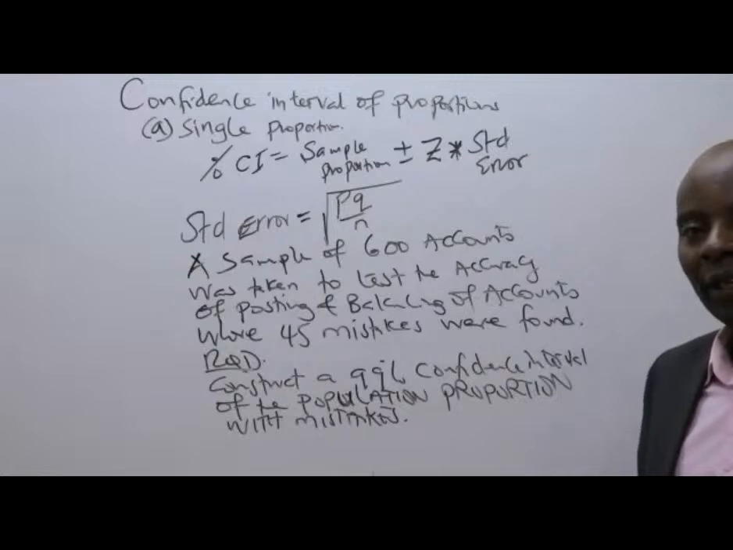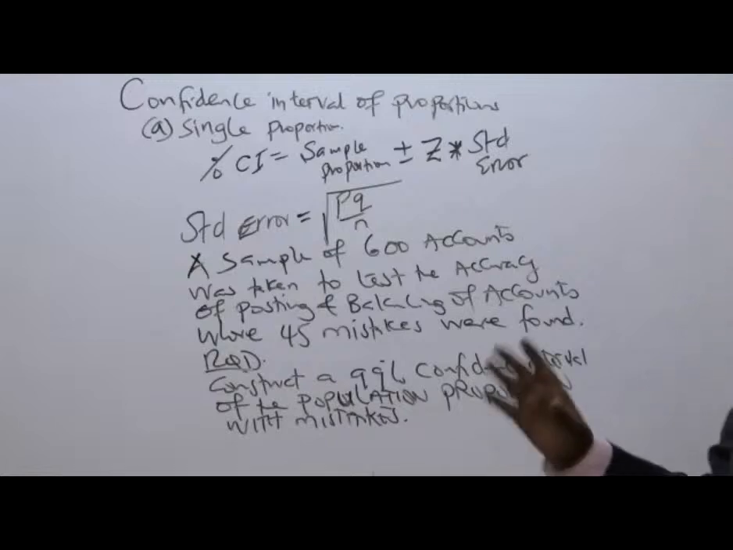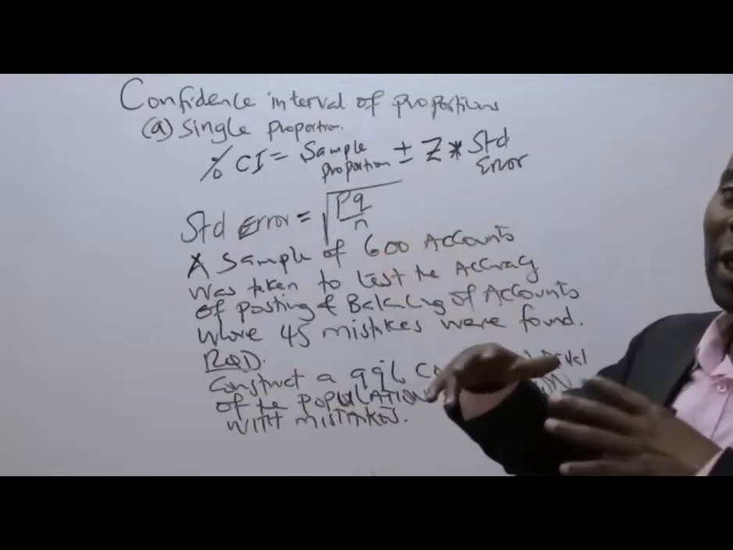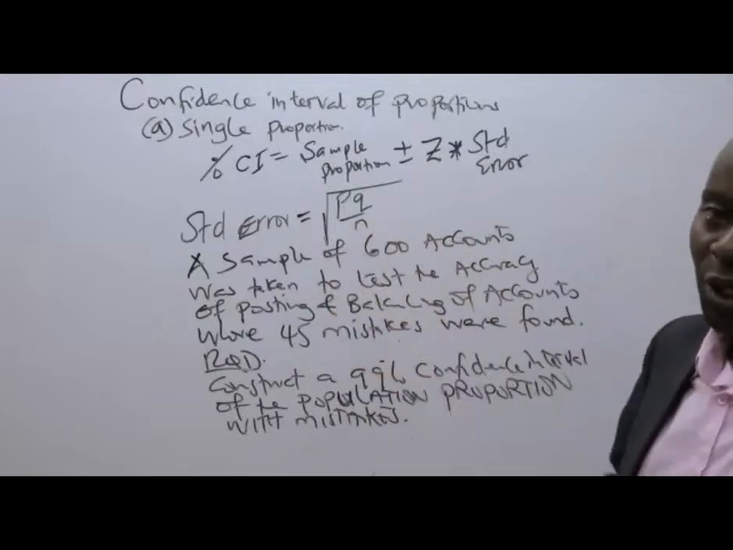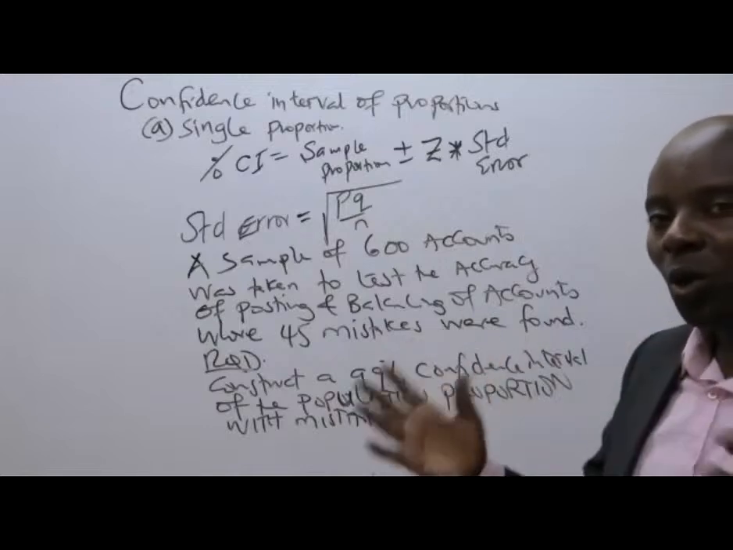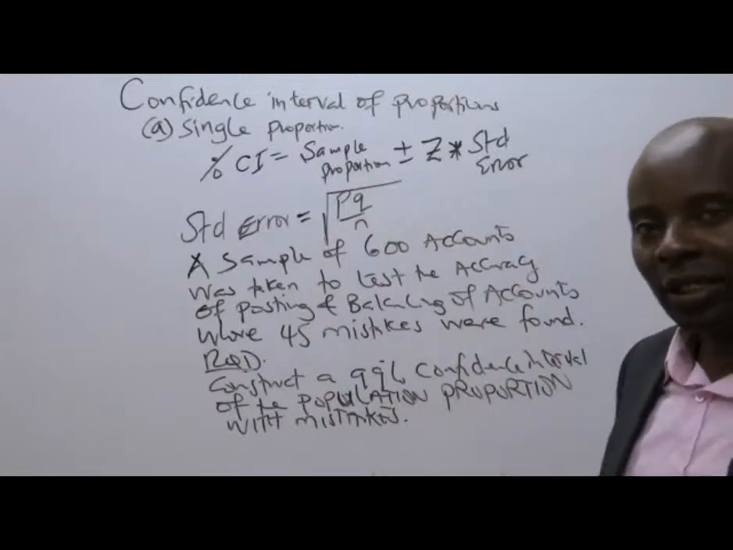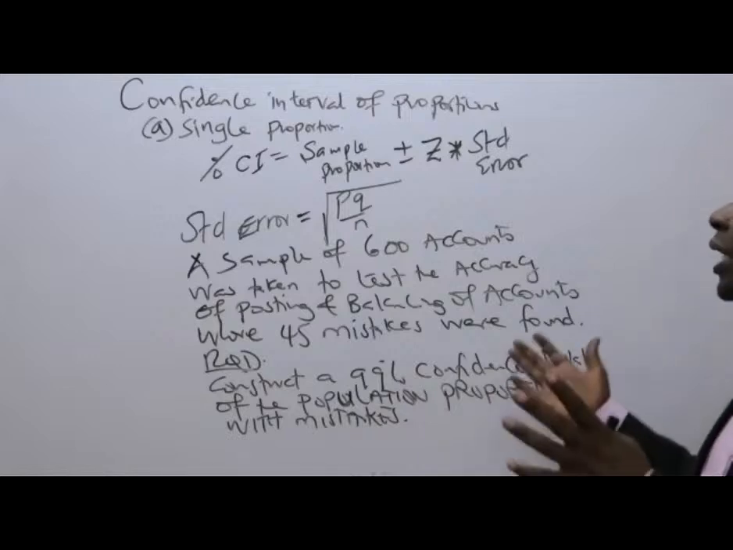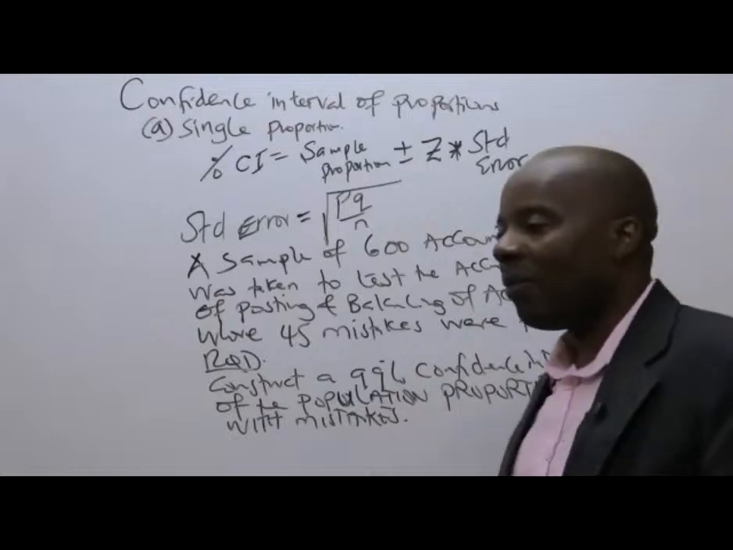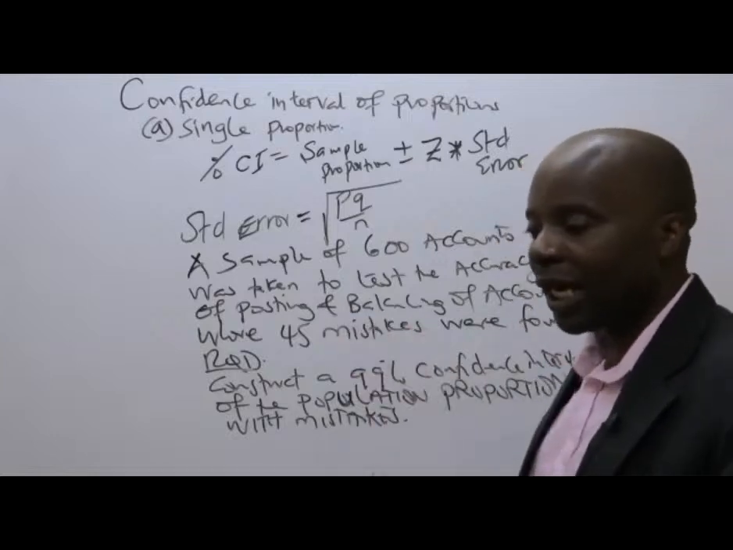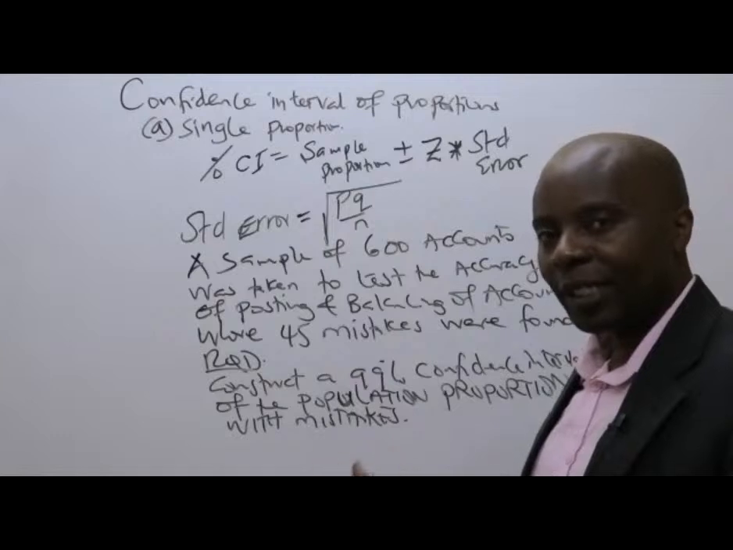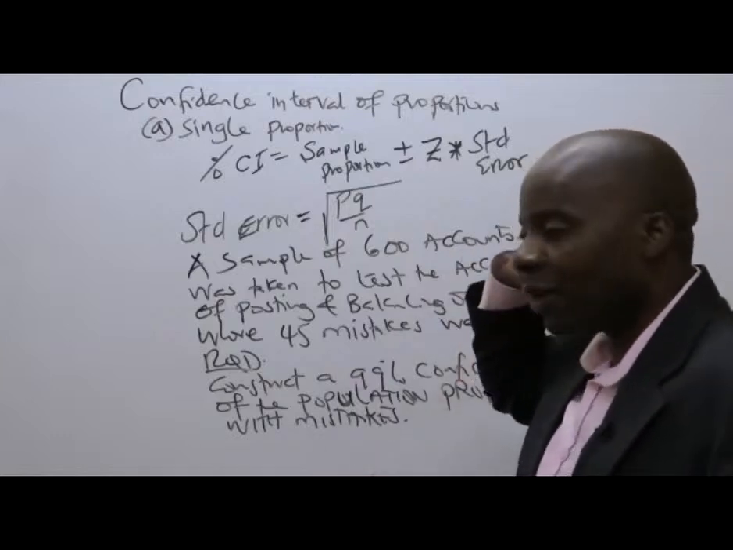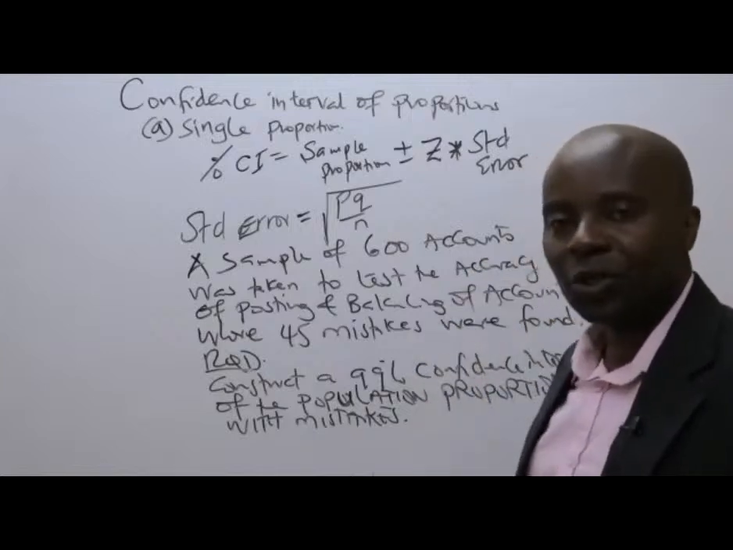Now, ladies and gentlemen, we have here a sample. We could be a big company with so many ledgers, but of course, we can't go looking at the entire thing. We can't carry out a census. It'll be very expensive. So what we have done is take a sample of 600 accounts, and out of these 600 accounts, 45 of them have mistakes.